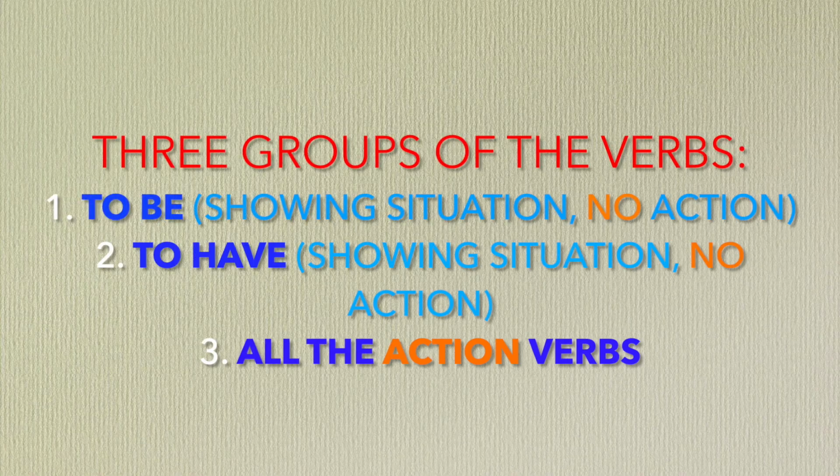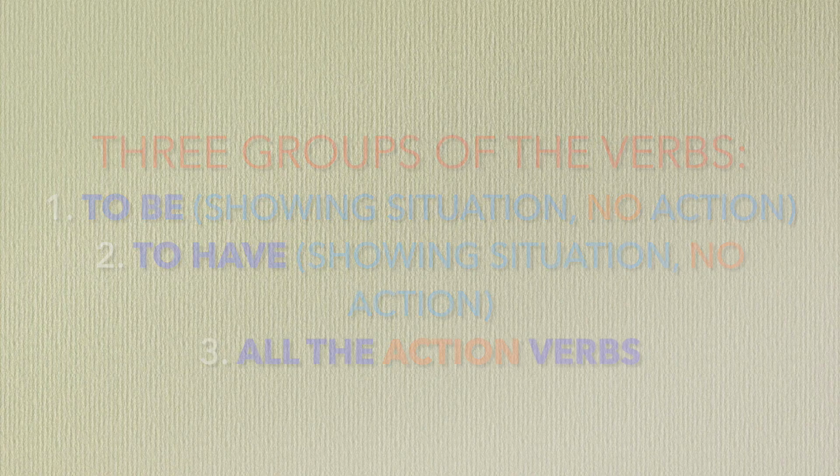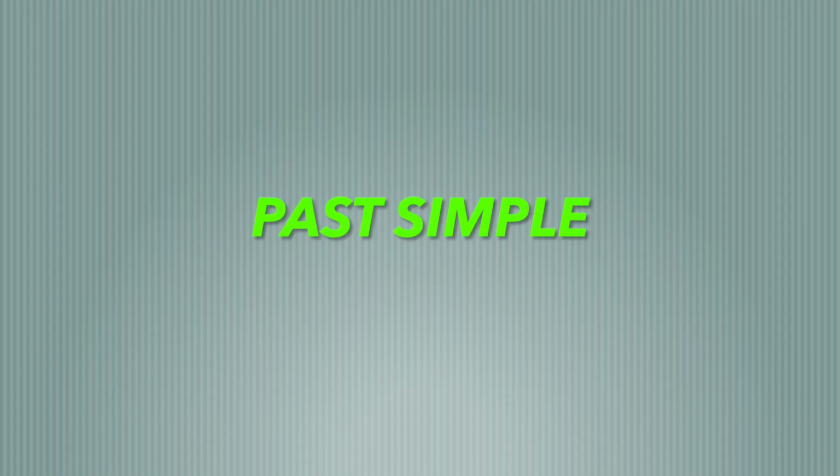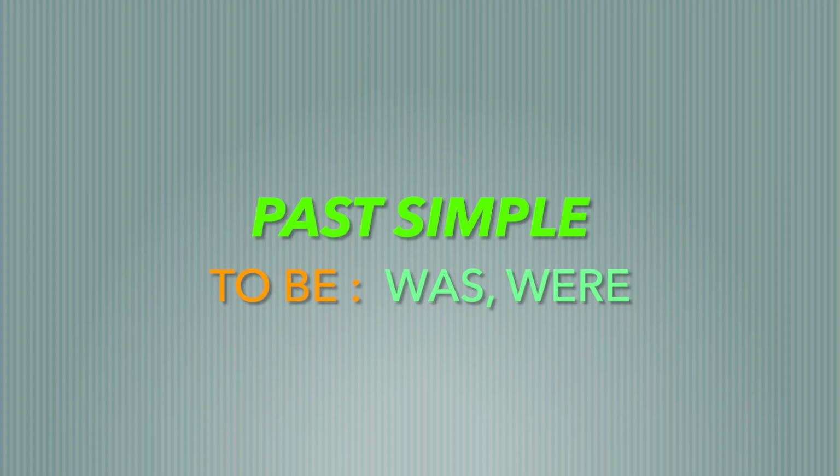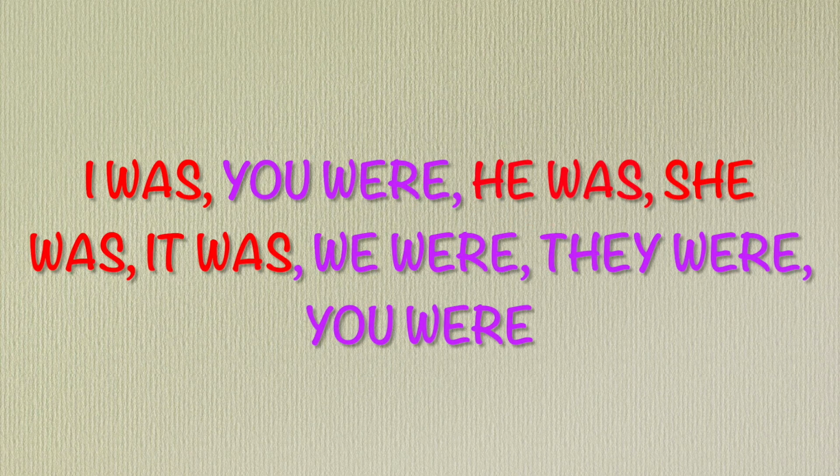All the verbs can be divided into 3 groups. The first is group to be. The second is group to have. And the last group consists of the other verbs, all the verbs which we have in English. Now let's talk about each group in detail. Group number 1, to be. To be in the past will have 2 different forms, was and were. I was, you were, he was, she was, it was, we were, they were, and you were.